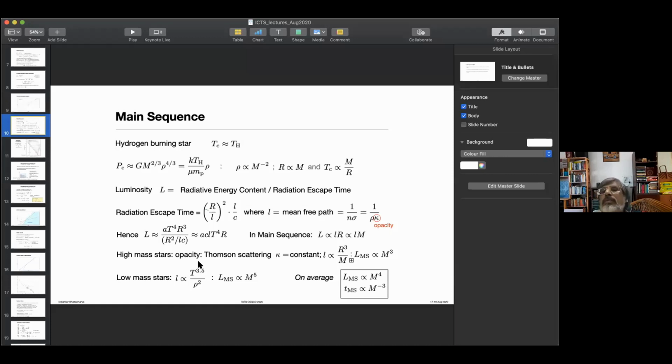Thanks, Dipankar. A couple more questions in the meantime. So one is, what information about metallicity can we extract from the HR diagram?